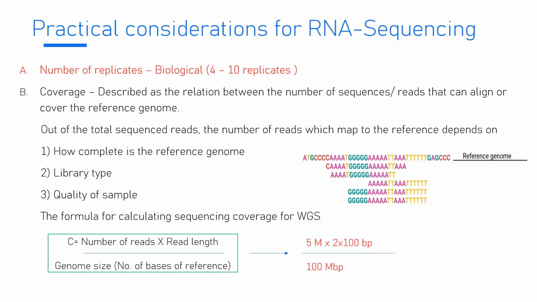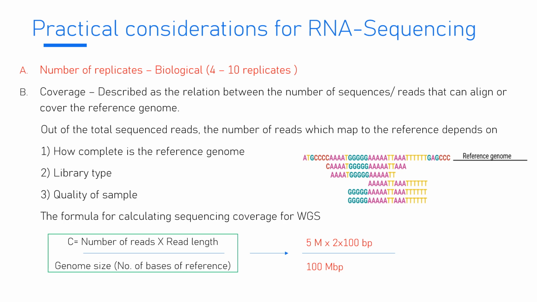But generally in RNA sequencing experiments, we are more interested in the read depth. Read depth is the number of reads per sample. It is used instead of coverage. So we always want a higher read depth to identify genes even with low expression.